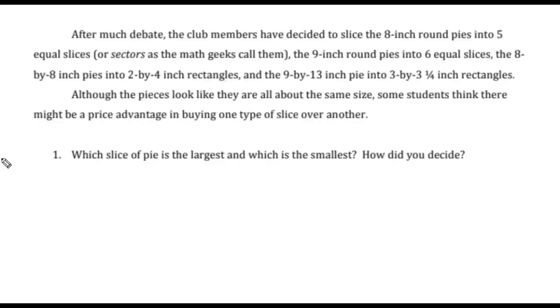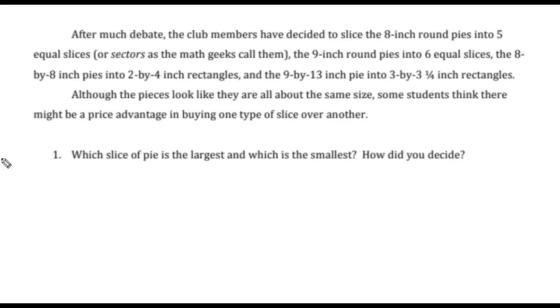After much debate, the club members have decided to slice the 8-inch round pies into 5 equal slices, or sectors, as the math geeks call them, the 9-inch round pies into 6 equal slices, the 8 by 8-inch pies into 2 by 4-inch rectangles, and the 9 by 13-inch pie into 3 by 3 1/4-inch rectangles. Although the pieces look alike, they are all about the same size. Some students think there might be a price advantage in buying one type of slice over another. Which slice of pie is the largest and which is the smallest?